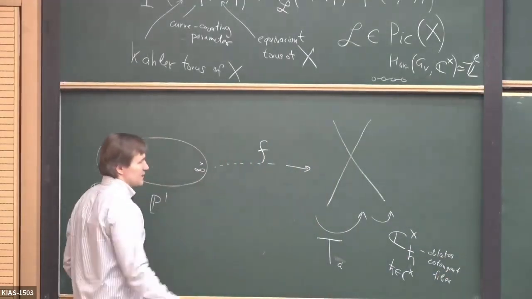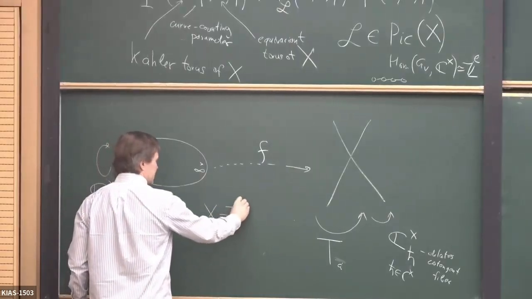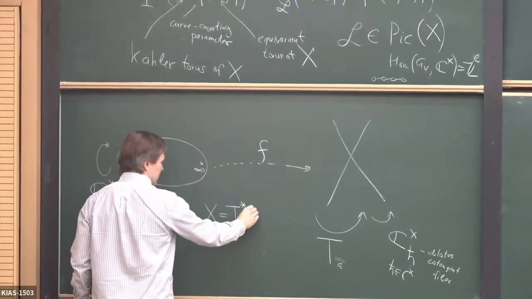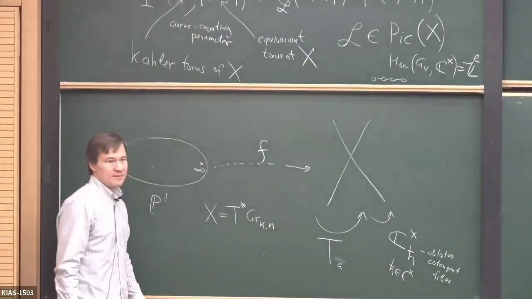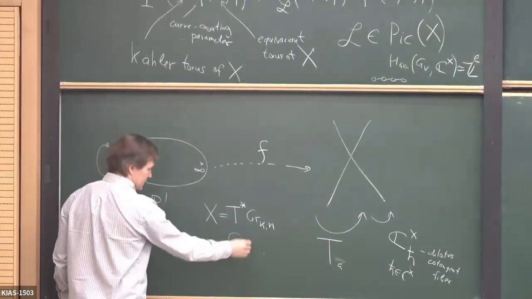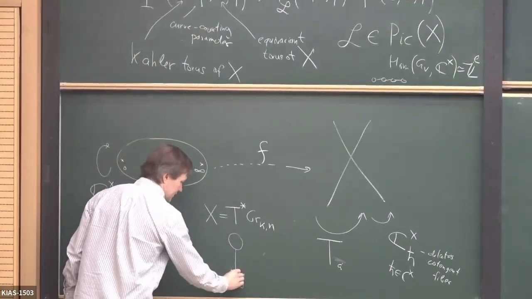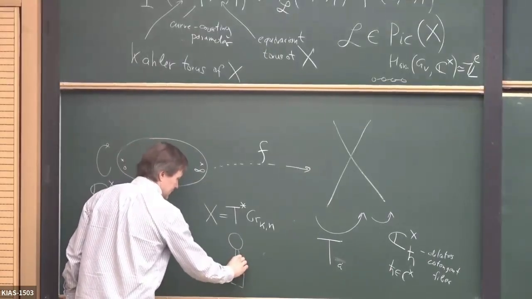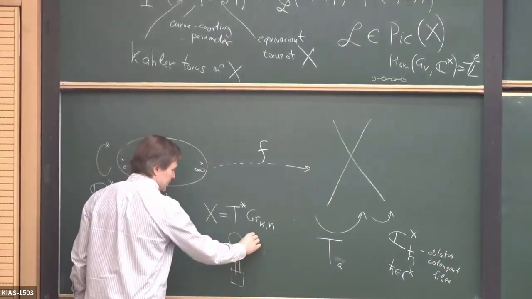As an example, let's take some typical example of X. It could be the cotangent bundle to the Grassmannian of k-dimensional subspaces in C^n. Then the quiver variety looks like this. It's an A1 quiver, so there's a single node. There's a framing here, and then there are two maps, this way and that way.